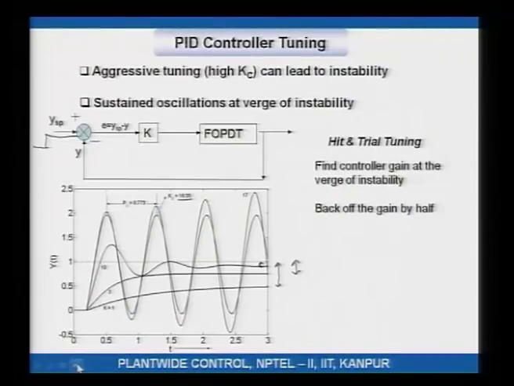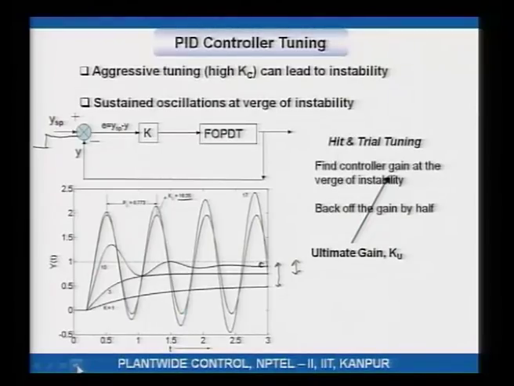closed loop system. Okay. So, now how do you choose a value of Kc? Well, a rule of thumb method would be, find out at what gain you start getting sustained oscillations. The implemented gain should be about half of that, so that you are always away from instability, because you do not want an unstable closed loop system. So, the hit and trial tuning method is, find the controller gain at the verge of instability where you get sustained oscillations in the output. The implemented controller gain should be about half of that. So, this is the hit and trial tuning method.